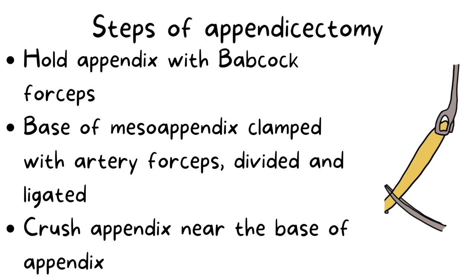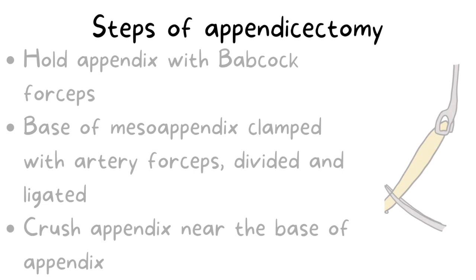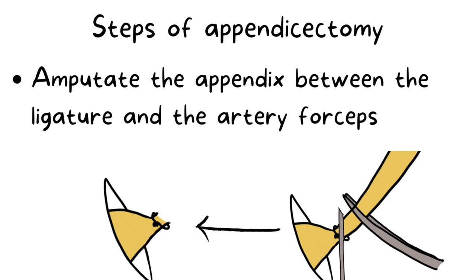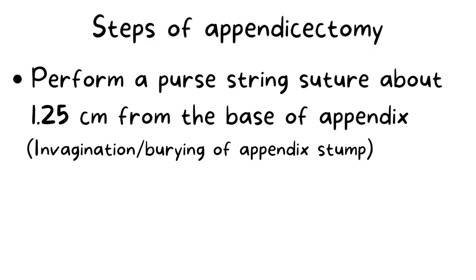Now crush the appendix near its base where it is attached to the cecum. After crushing the base of the appendix, remove the artery forceps and apply it a little away, a little distal from the area where you crushed the appendix, and now you apply a suture around the crushed portion of the appendix. Now amputate and remove the appendix between this suture area and the area where you are holding with the artery forceps, as you can see in this picture here. After that, bury the remaining appendix stump into the cecum using a purse string suture about 1.25 cm away from the base of appendix. This step is called invagination or burying of appendix stump.